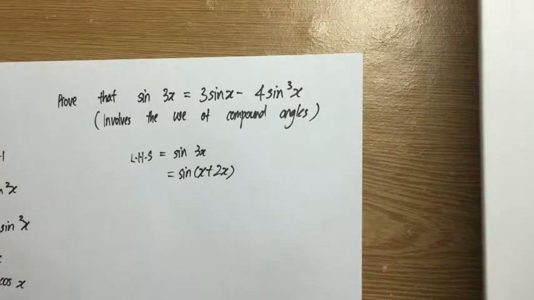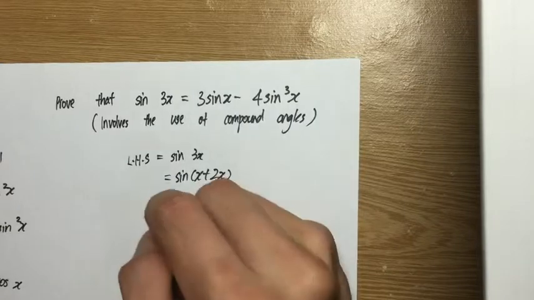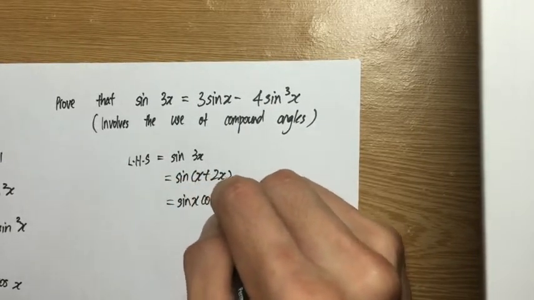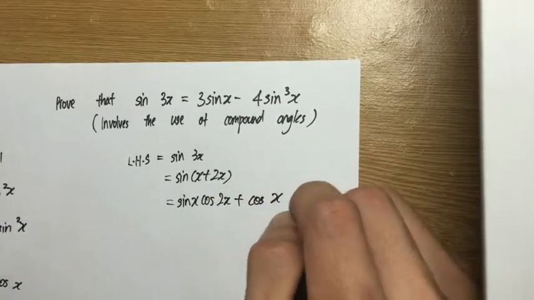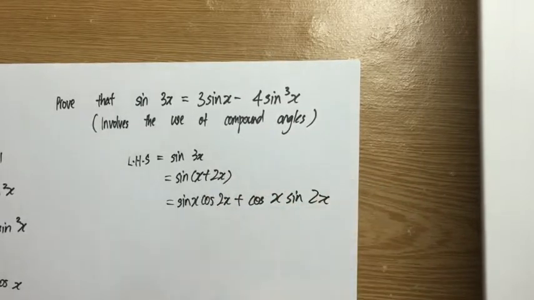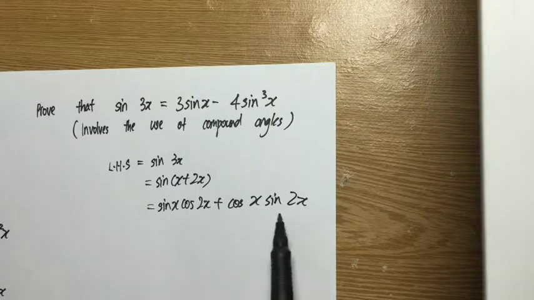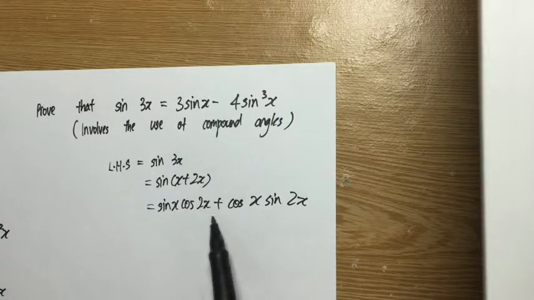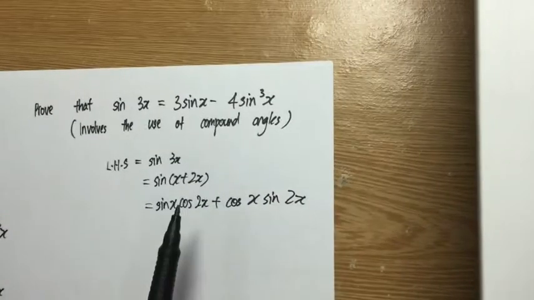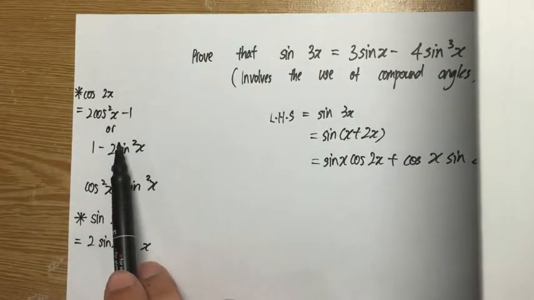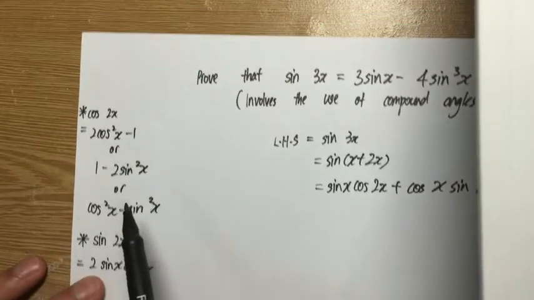Hence, we can apply the compound angle formula for sine of x plus y, which gives us sine x cosine 2x plus cosine x sine 2x. By looking at this expression, we can see that right now we have two double angles to deal with. The first being cos 2x and the second being sine 2x. Over here, we have the double angle formulas for cosine 2x and sine 2x.